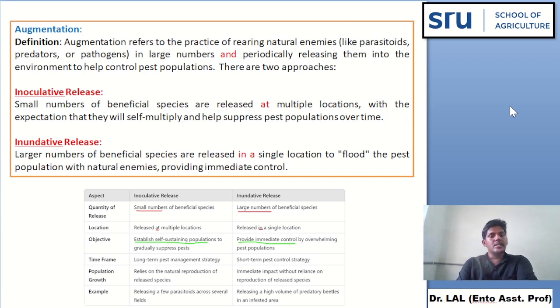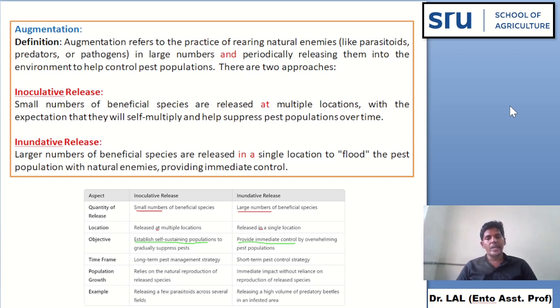Next strategy is the augmentation. Augmentation refers to the practice of rearing natural enemies in large numbers and periodically releasing them into the environment. It is of two types: inoculative release, and the other one is the inundative release.